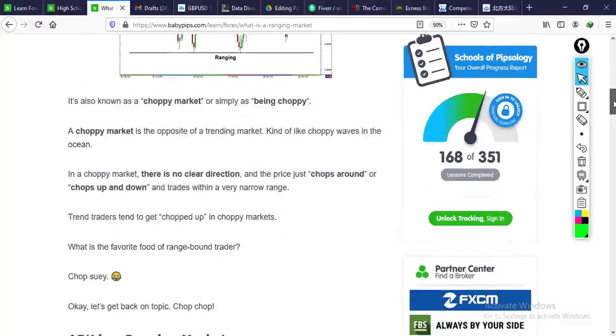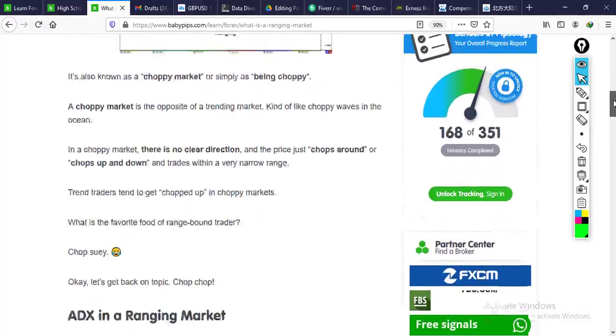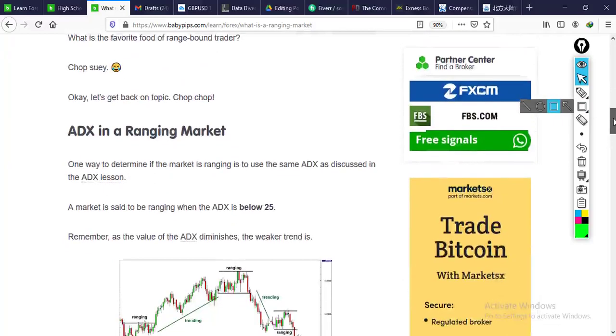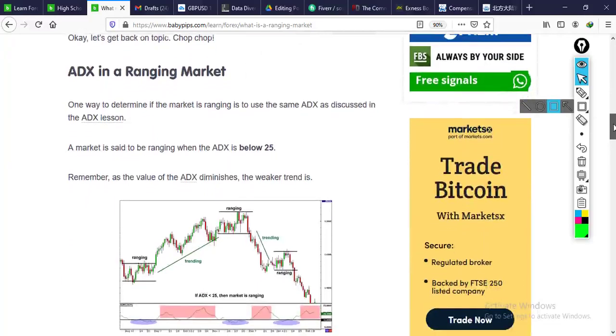So let's go faster. Many people also call a range bound market a choppy market. It just means that there's no clear direction, okay? It shops around a specific area. Okay, so how do we trade the range bound market?